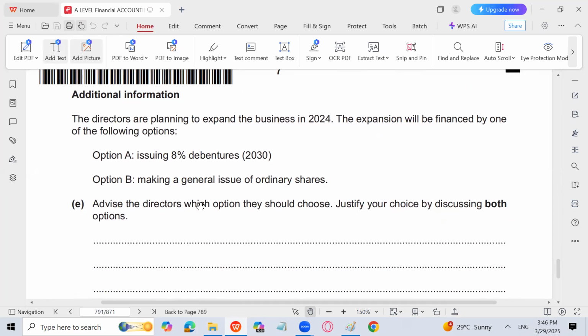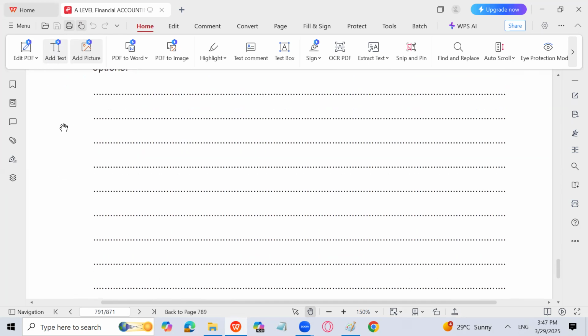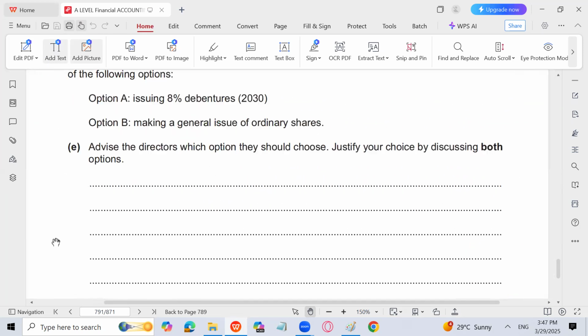Directors are planning to expand the business in 2024. The expansion will be financed by one of the following options. Option A, issue 8% debenture to be repaid in 2030. Option B, making a general issue of ordinary shares. Advise the director which option they should choose. Justify your answer by discussing both options. And that is 7 marks, and total marks are 30.